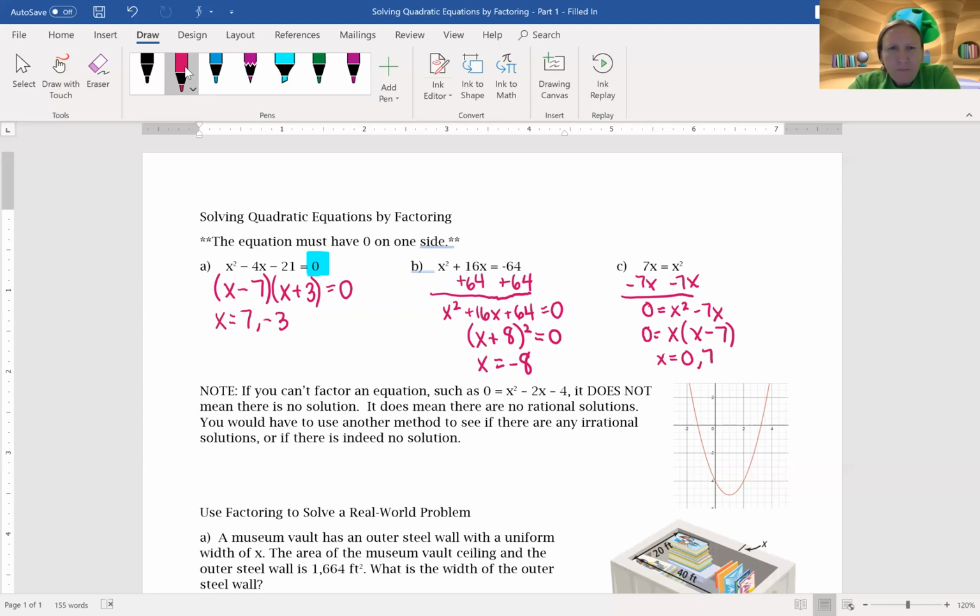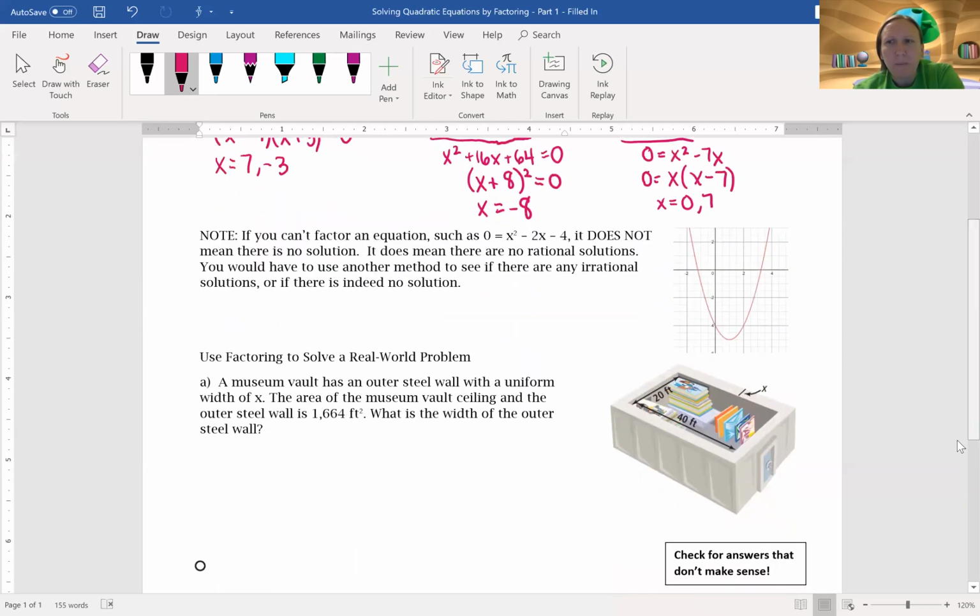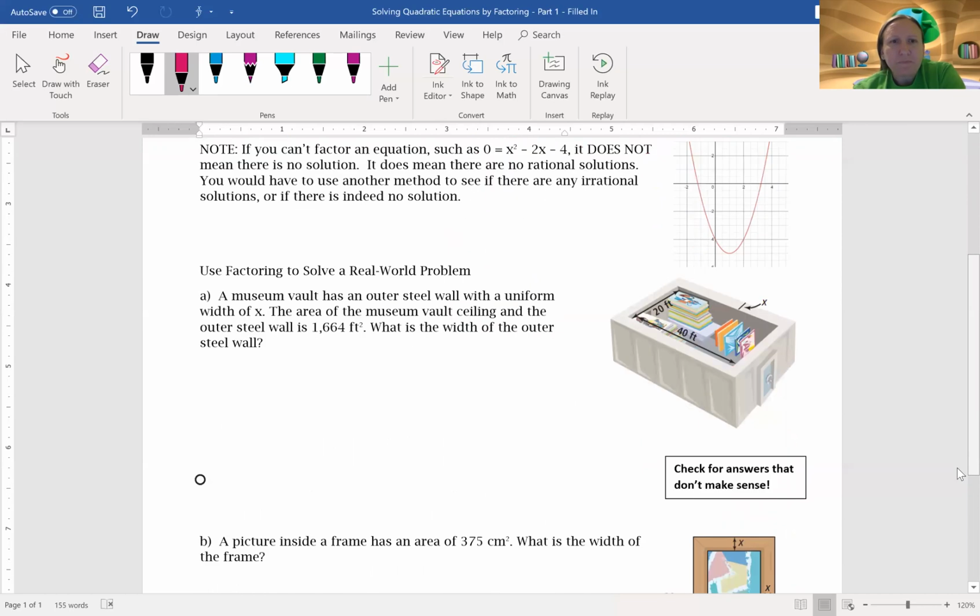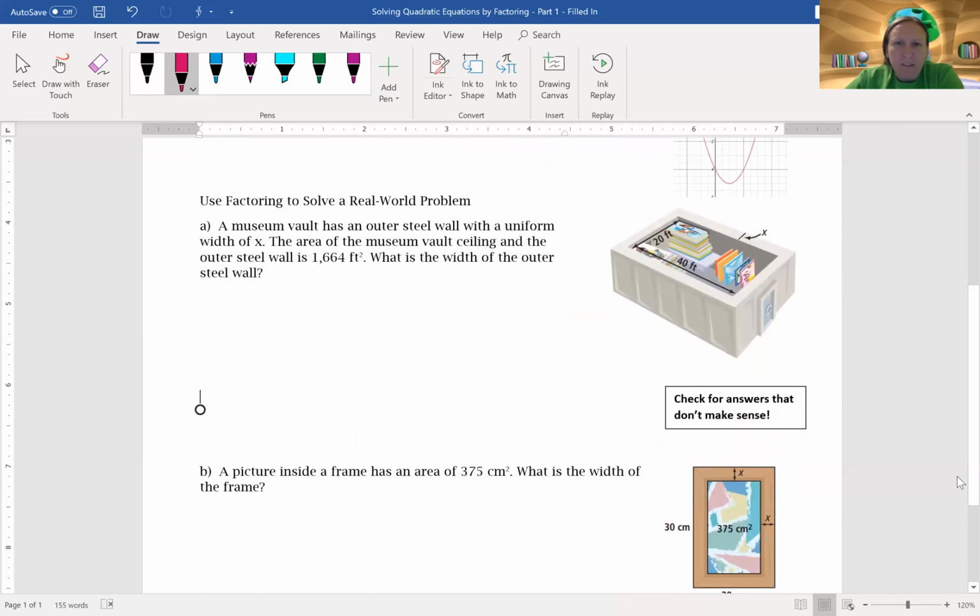And we'll have other ways of solving quadratics that will tell us what those irrational solutions are, but we're not there yet. Okay, the second part of this video, I want to talk about using factoring to solve a real-world problem. And I will say for these questions, we're going to end up with some larger numbers that we're trying to factor. It is totally okay for you to use a calculator.